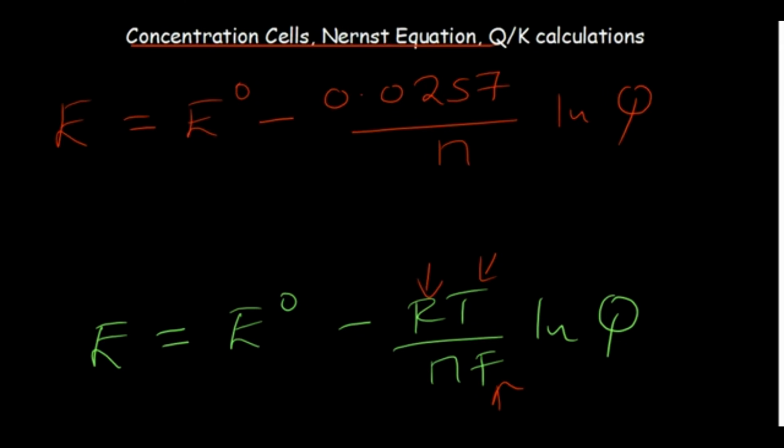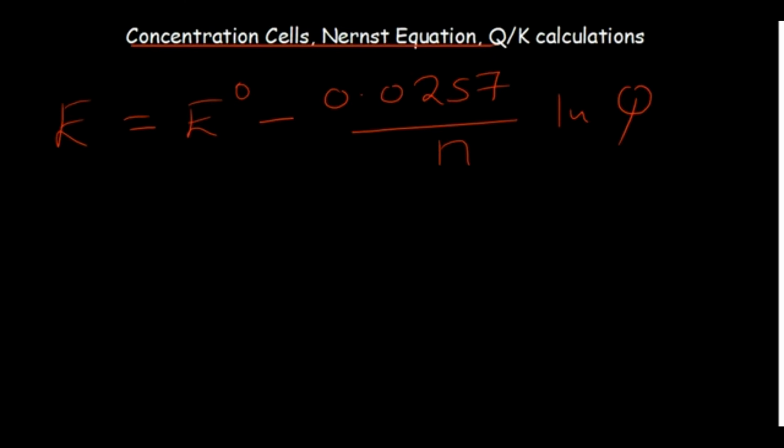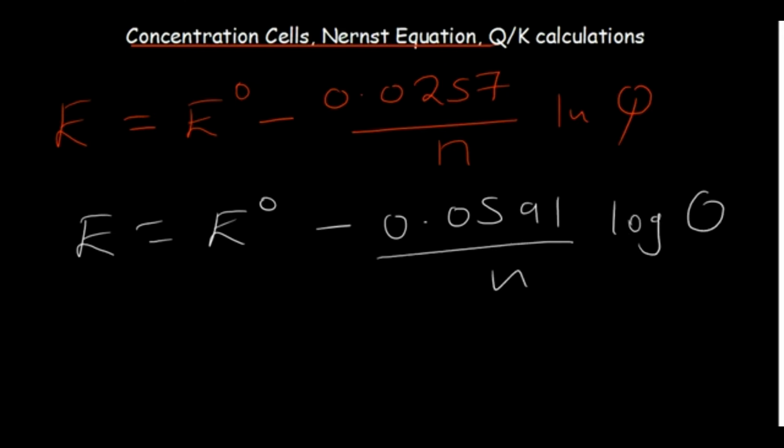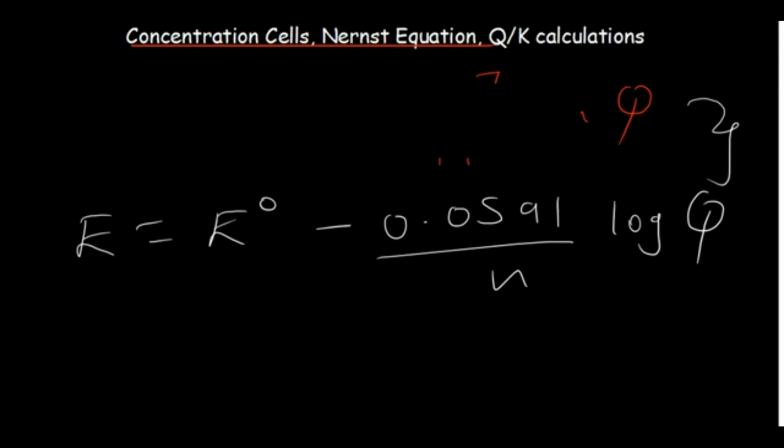Okay. Now this equation can also be converted to the base-10 log. When you convert it, it becomes 0.0591 over n, times log of Q. So these are the two forms of the equation that you can use at 25 degrees Celsius or 298 kelvins with varying conditions, that is, in terms of concentration and pressure. Now that we've come up with the Nernst equation, we know the different forms we can work with at different conditions.